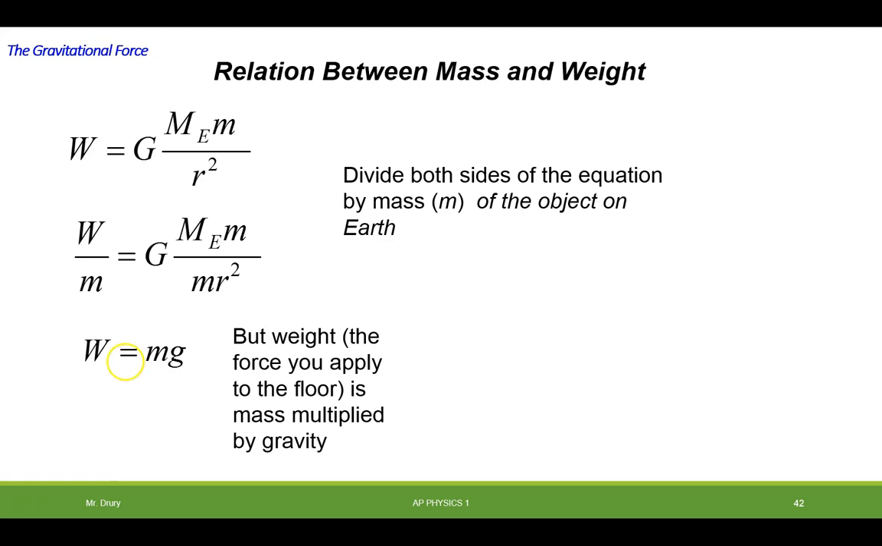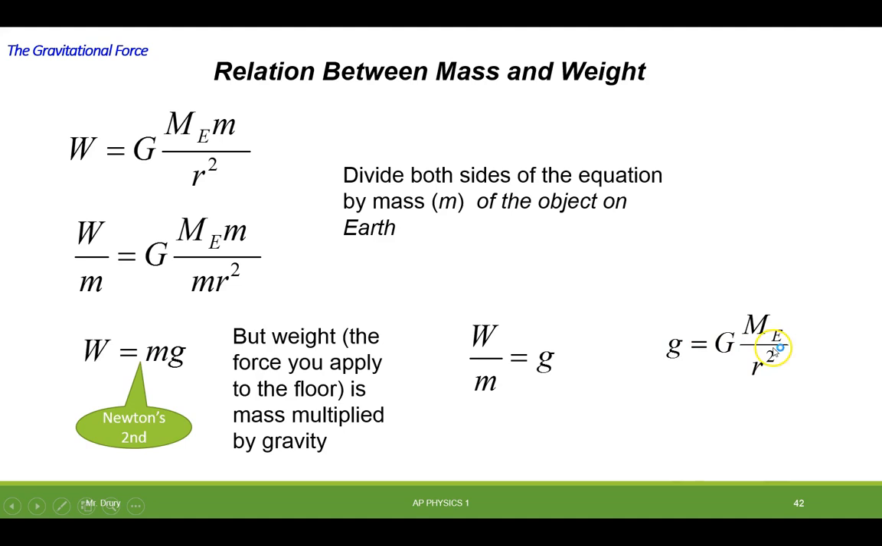But we know that weight is equal to mass times gravity, as another expression. Basically, weight is the force you apply to the floor, mass times gravity. Now, how did I get that? Newton's second law, F equals ma. Force equals mass times the acceleration. And if I take that equation and solve it for g, I get weight divided by mass. Or in other words, I can find out the gravitational pull due to the Earth at any radius, regardless of the object's mass, because I divided both sides of the equation by mass. And this is the g that we think of in problems like 9.81 meters per second squared. And seeing that it is 9.8 meters per second squared, let's see if we can prove that.